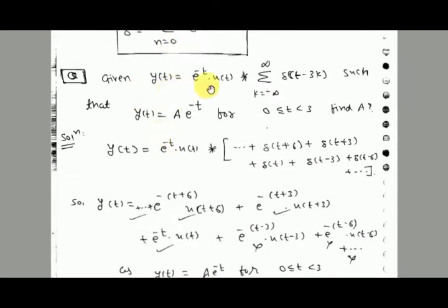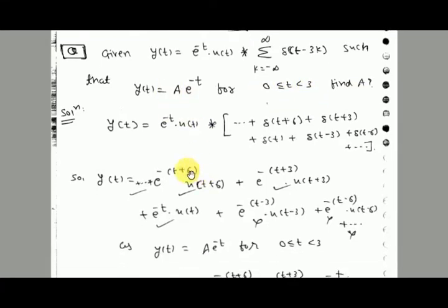Okay, so next problem is y equal to e to the power minus t u of t convolved with the summation of delta of t minus 3k, k from minus infinity to plus infinity, such that y of t is a times e to the power minus t for the range 0 less than or equal to t less than 3. Find a. How will we find it? First, you write y of t here, expand this summation, and then convolve it.